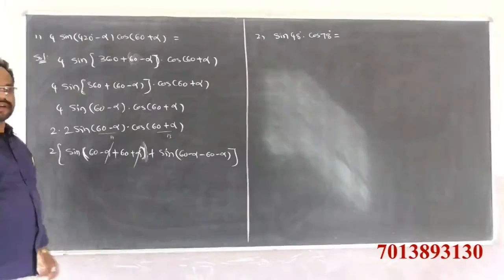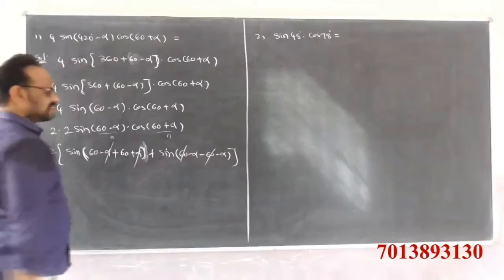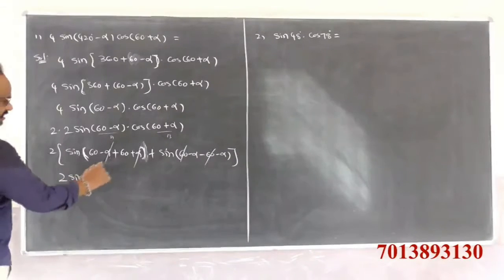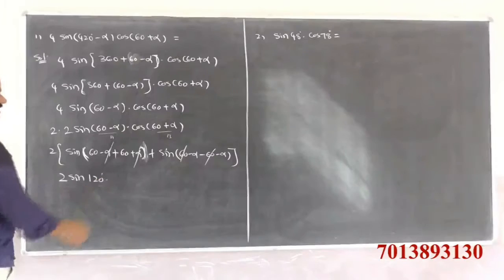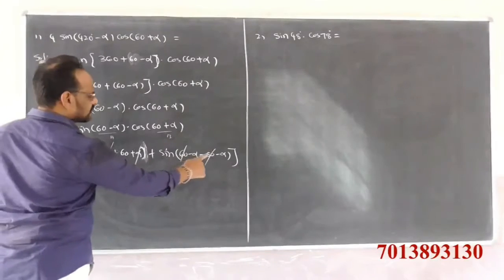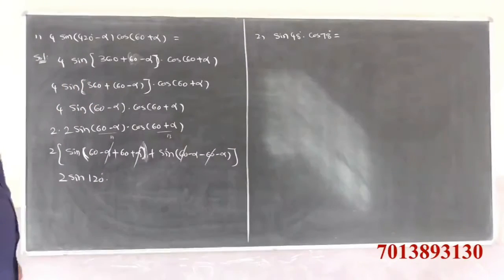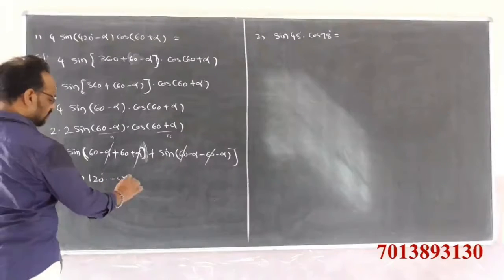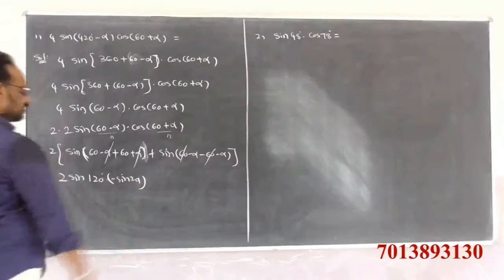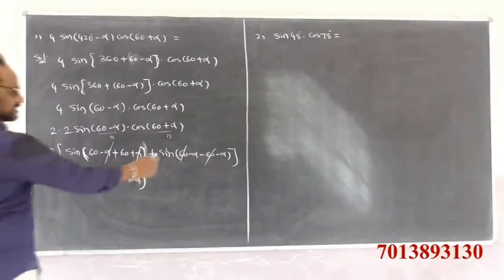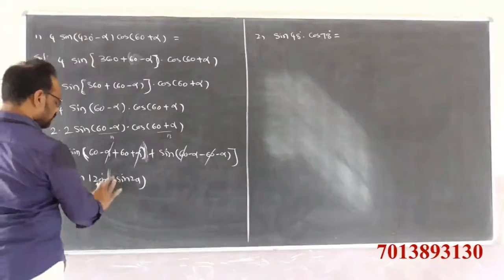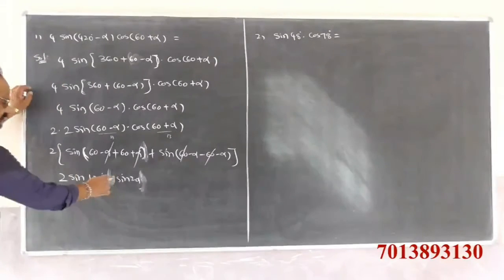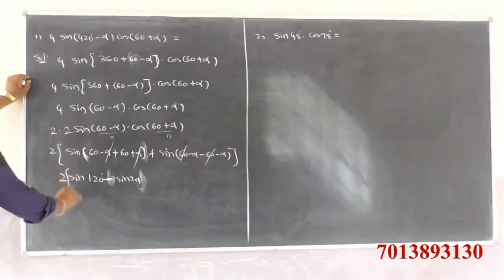Clearly plus alpha minus alpha get cancelled. Minus 60 plus 60 get cancelled. So we get 2 times of sine 60 plus 60, 120 degrees, into sine minus alpha minus 2 alpha. Sine minus 2 alpha is nothing but minus sine 2 alpha. So we get minus sine 2 alpha.